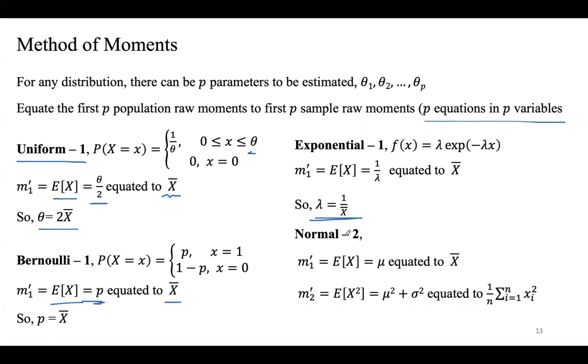In case of normal distribution, we would need two equations. We'll take the first and the second raw moments. The first raw moment, that is equal to mu. You equate it to x bar. The second raw moment, that is mu square plus sigma square. And that you equate to the second sample moment. Instead of x bar, you will have the summation of xi squares, the average of xi squares, basically.